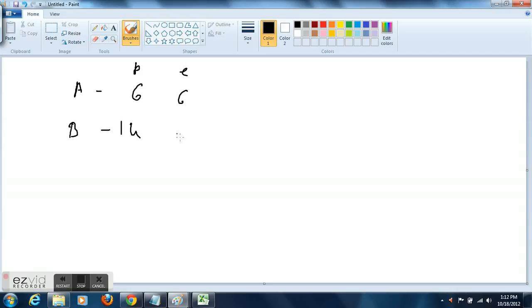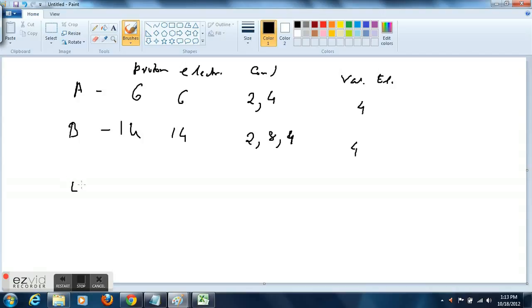If we know the number of protons, we know the number of electrons, the same as the number of protons, because atoms are electrically neutral. So if A has 6 protons, A will also have 6 electrons. If B has 14 protons, B will have 14 electrons. Now from the number of electrons, we can get the electronic configuration. For A it is 2, 4, because the second shell will have 4 electrons. For B it will be 2, 8, 4: 2 plus 8 is 10, plus 4 is 14. So what is the number of valence electrons? For A it is 4, for B also it is 4. So they both have 4 valence electrons.